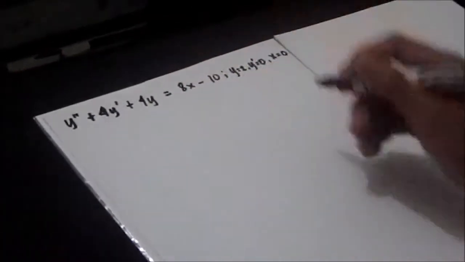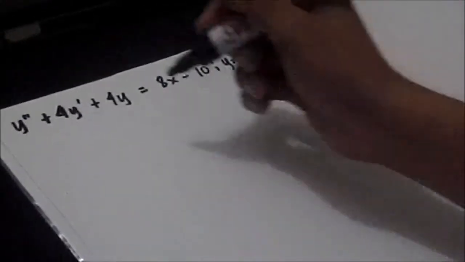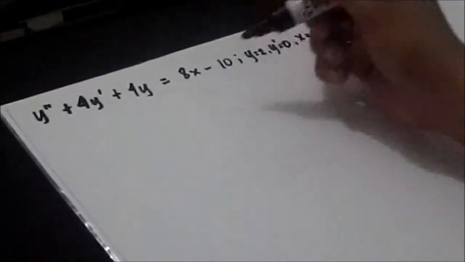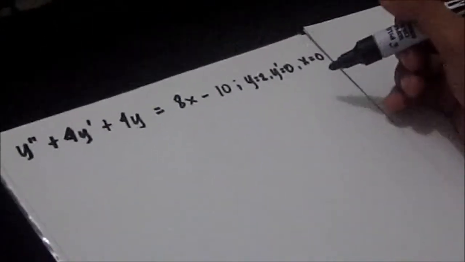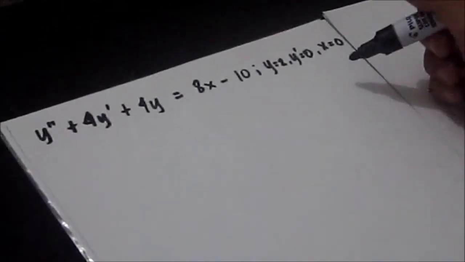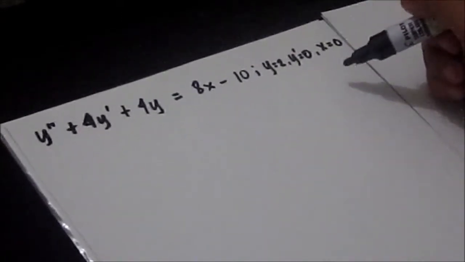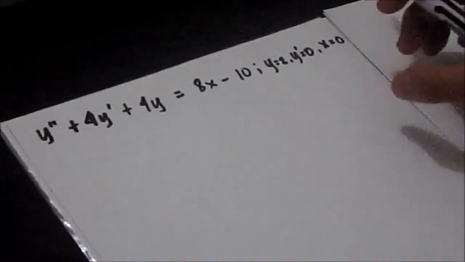Now we shall solve a non-homogeneous differential equation with constant coefficients. Here we have y'' + 4y' + 4y = 8x - 10. And as an addition, we will satisfy its complete solution with the given initial conditions: y = 2, y' = 0 when x = 0.